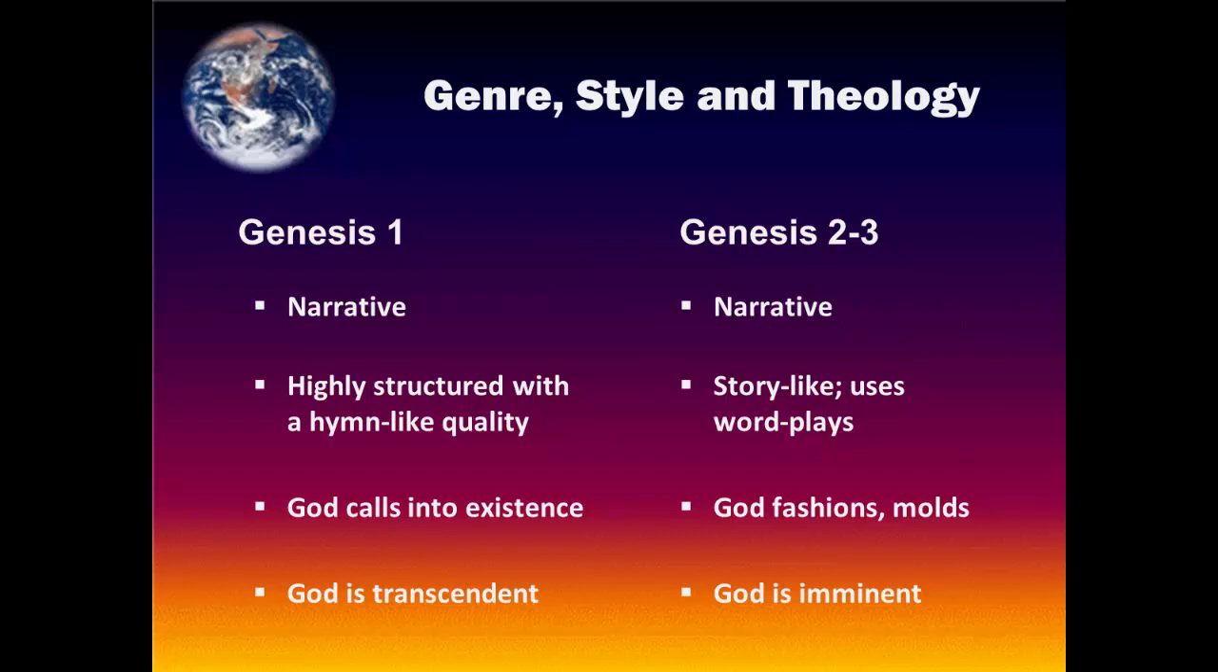In Genesis 1, God bara, creates, by calling things into existence, while in Genesis 2, God yetzar, fashions or molds. Finally, in Genesis 1, God is presented as the transcendent deity who stands outside the created order, whereas in Genesis 2-3, God is immanent and personal, such as when God walks in the garden in the cool of the day.